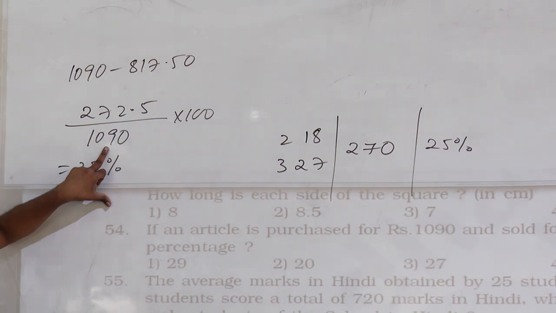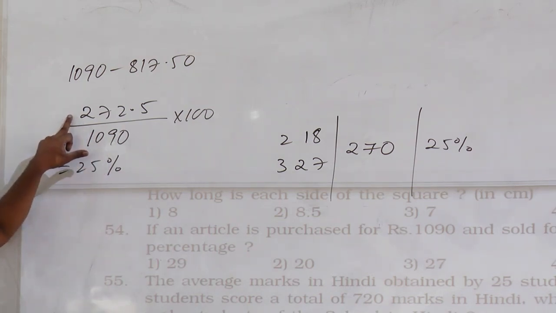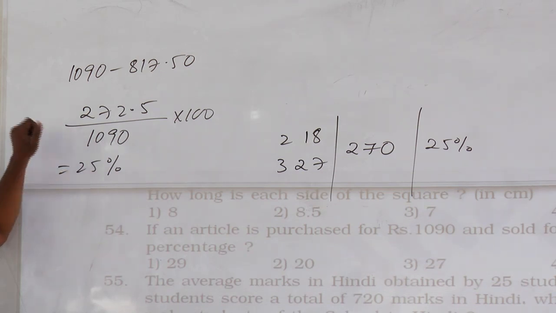90 half is 45. 45 half is 22 and a half. Earlier we have 250 and now 22 and a half. Total 272 and a half. Yes. Next.